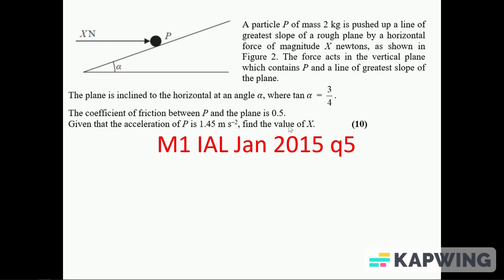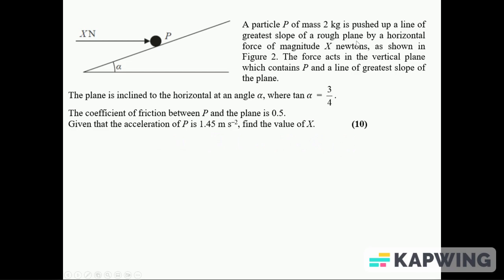Right, so we've got the M1 International Paper Inclined Planes question from January 2015. It's question 5. A particle P of mass 2 kilograms is pushed up a line of greatest slope of a rough plane by a horizontal force of magnitude X newtons, which acts in the vertical plane containing P and the line of greatest slope. The plane is inclined to the horizontal at an angle alpha, where tan alpha is 3/4, the coefficient of friction is 0.5, and the acceleration is 1.45. We have to find the value of x.